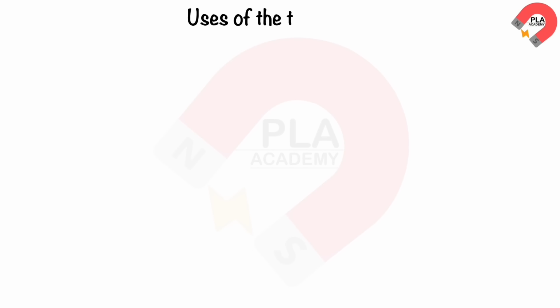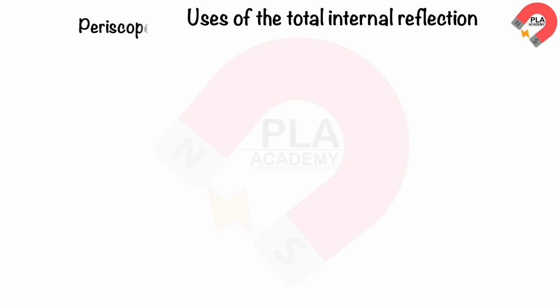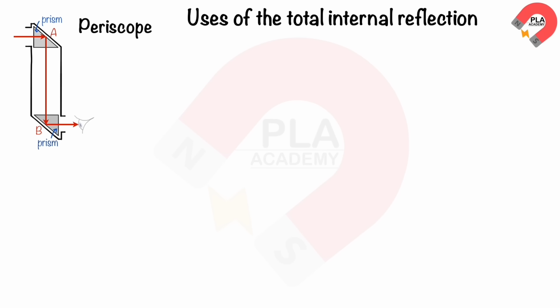Uses of the total internal reflection in everyday life. A periscope consists of glass prisms, which are used in submarines. As a light ray travels through a periscope, total internal reflection occurs at point A and point B. A glass right-angle prism with an angle of 45 degrees. The critical angle of glass is about 42 degrees.